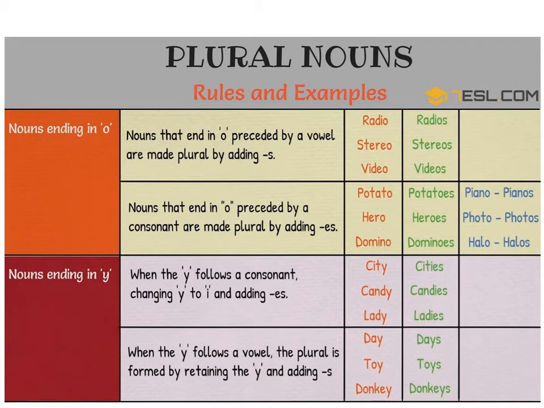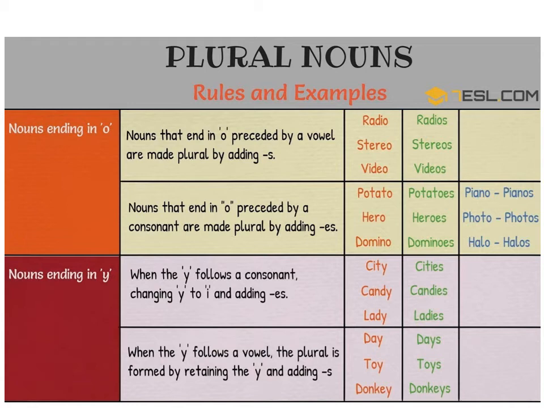Because before that O, we have a consonant. The next one is hero. Now we have heroes. Domino, dominoes. But there are some exceptions like piano, we only add S, pianos. Photo, photos. Halo, halos. Okay?